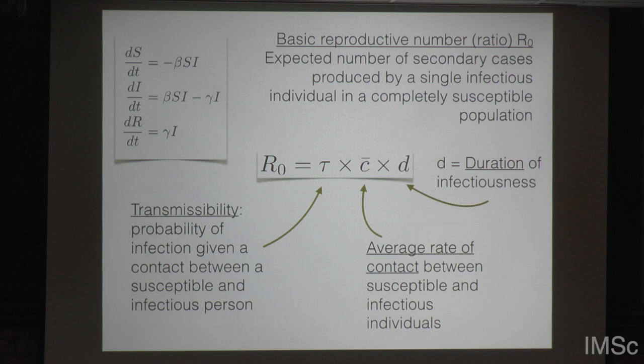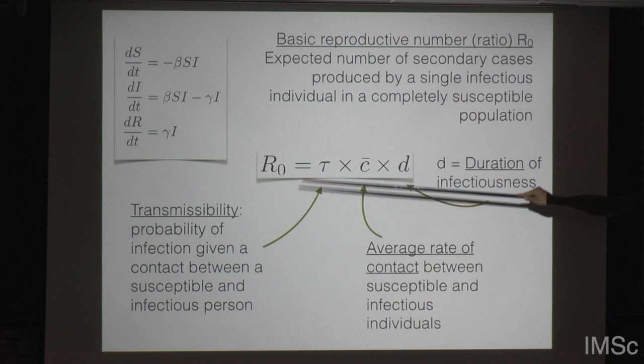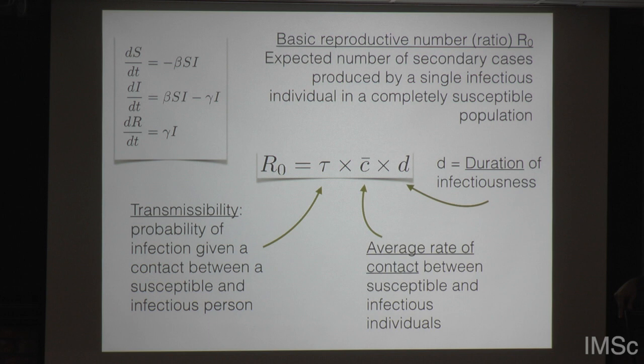Okay, back to these equations again. Let's think a little bit about R0. Now that we know what R0 is, R0 is the number of secondary cases that one infected individual can give rise to. So what ought to go into R0?